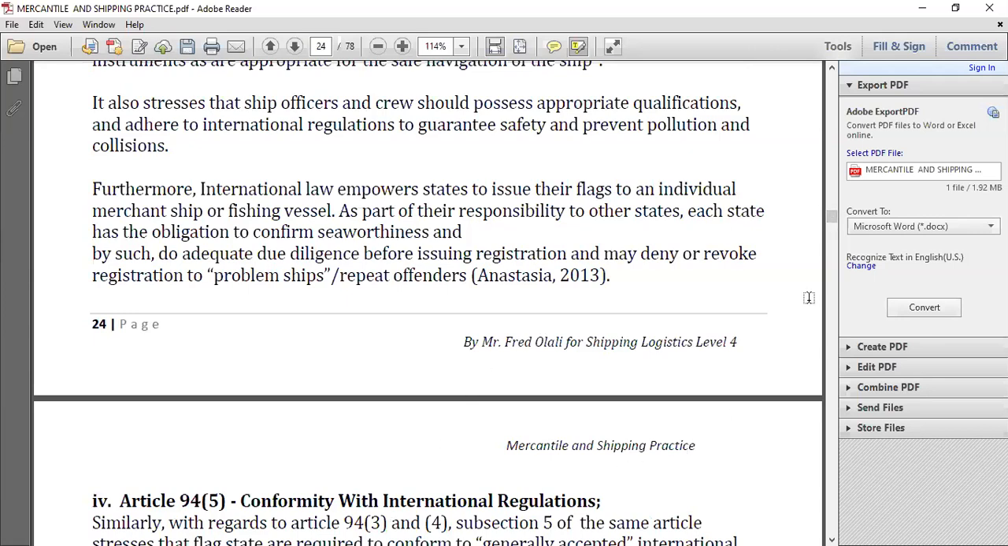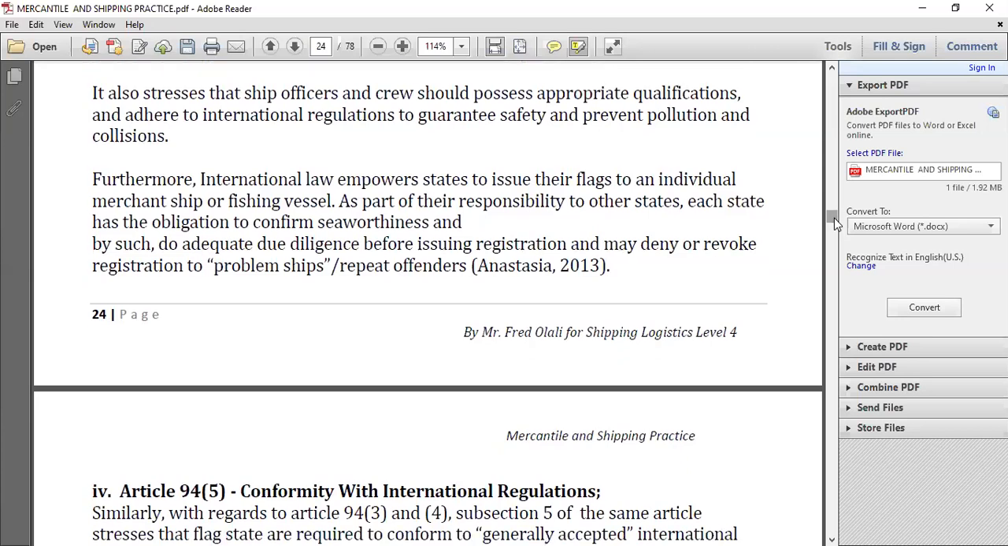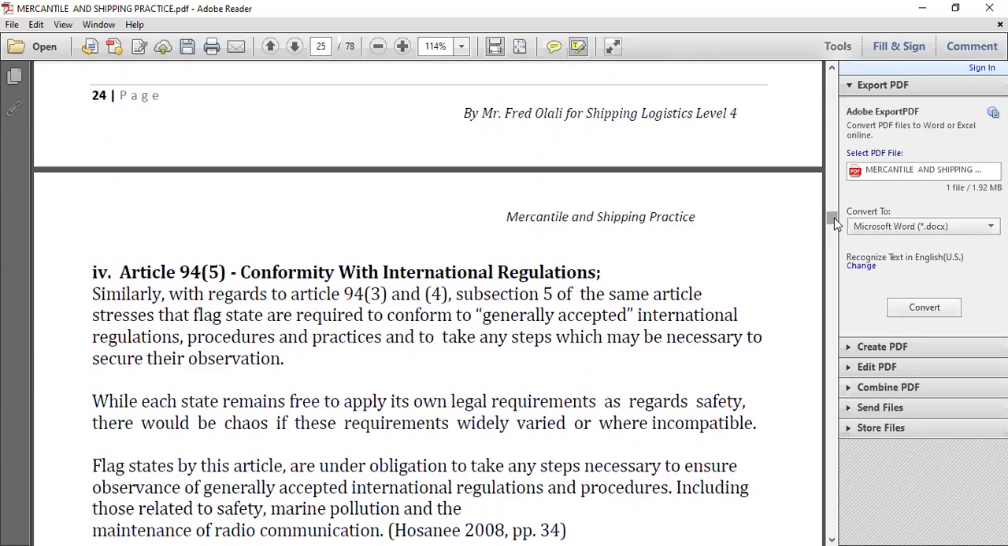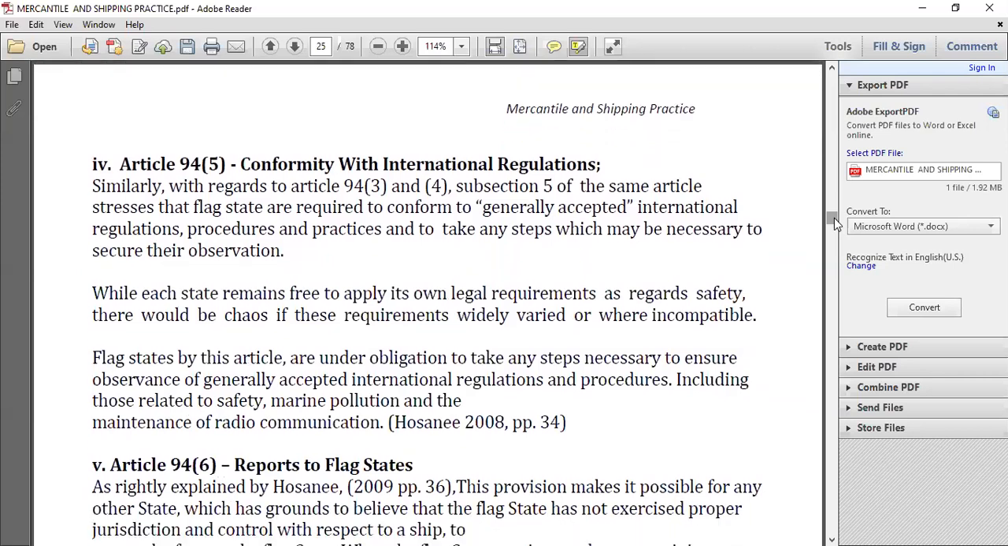Now, Article 94.5, conformity with international regulations. Similar to 94.3 and 4, subsection 5 of the same article says that flag states are required to conform to generally accepted international regulations, procedures, and practices, and to take any steps which may be necessary to secure their observance. So you must observe the law. Remember, you are operating under the law. If it is about marine pollution, the MARPOL, observe that. Safety of life at sea, the SOLAS, observe that.